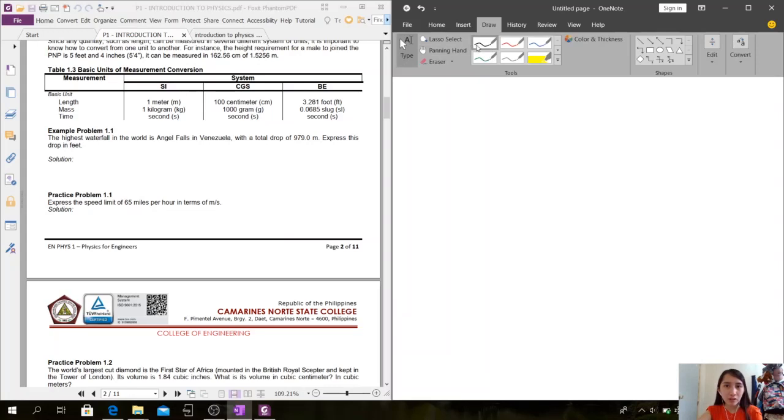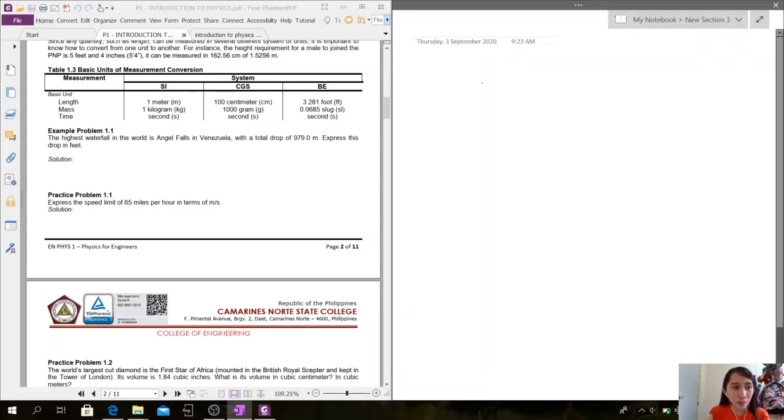So let's try to solve example problem 1.1. The problem states that the highest waterfall in the world is Angel Falls in Venezuela with a total drop of 979 meters. Express this drop in feet. Let's write example problem 1.1. The problem requires us to convert 979.0 meters into feet. Referring to table 1.3, we know that 1 meter is equal to 3.281 feet.